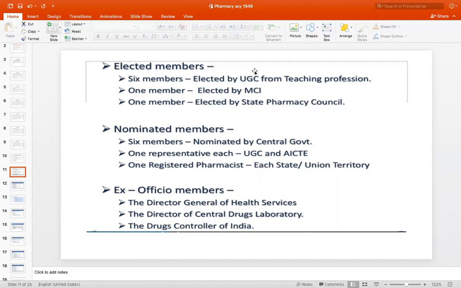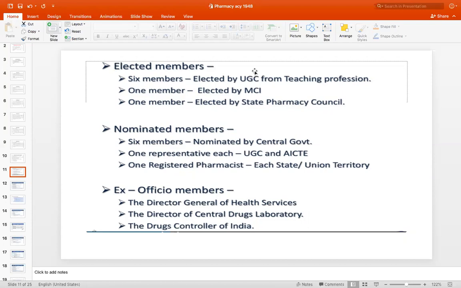So from central government, 6 members are nominated. From UGC and AICTE, 1 representative each. And from state pharmacy, 1 registered pharmacist will be there from each state again. So these are nominated members. Now, what is this ex officio member?